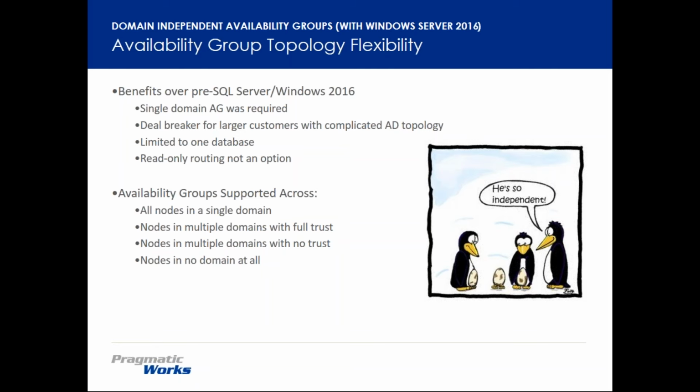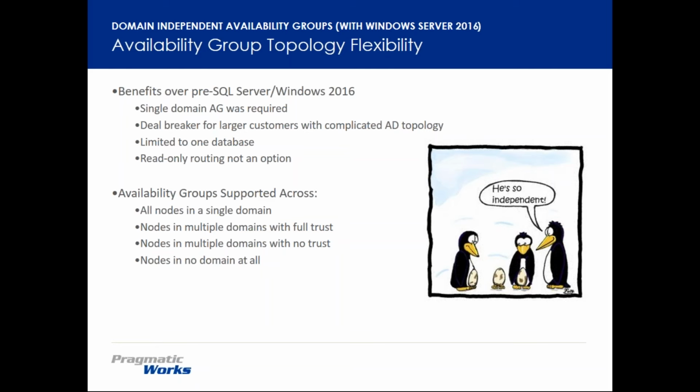And so, like I said, for large or even not so large companies that are acquiring a lot of people or folding in a lot of new clients or something like that, single domain deal was a deal breaker, like the bullet point says there. If you had a complicated AD topology, AlwaysOn was not the answer for you because you couldn't do it. And so this is exciting for those folks.